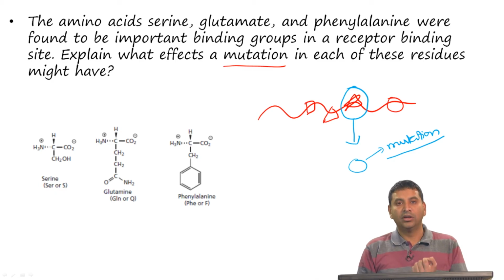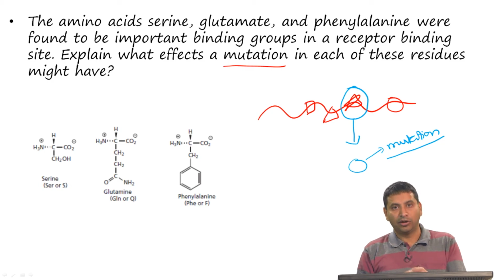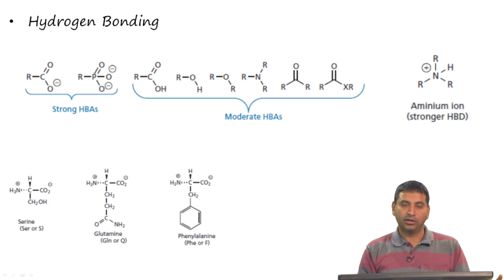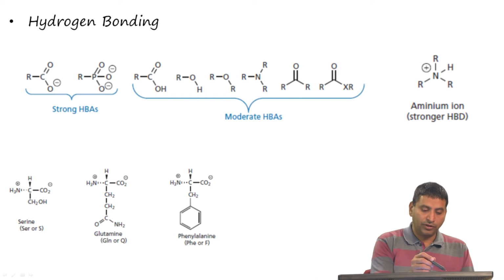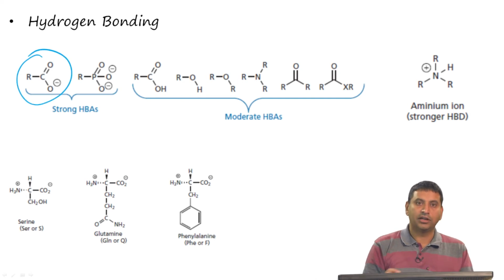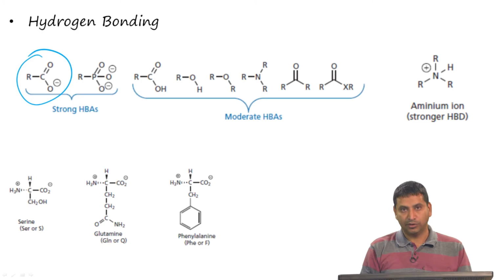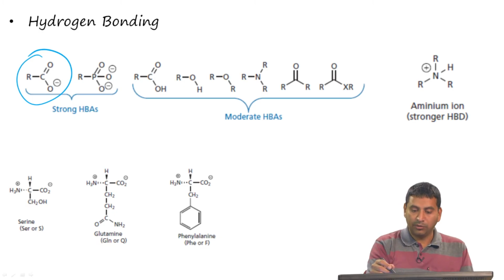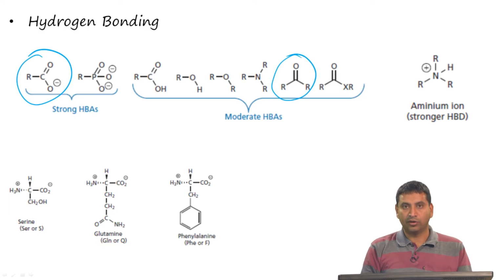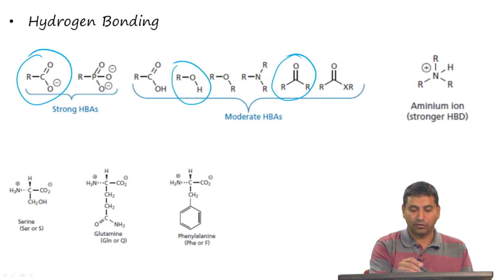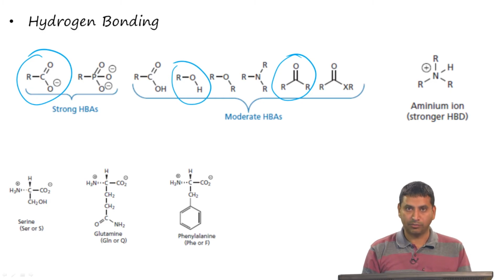Okay. So, therefore, the question here is, if we mutate out serine, glutamate and phenylalanine, which are important binding groups, what would you expect to see? So, let us look at, for example, what the various hydrogen bonding capabilities of these groups are. We have already looked at that carboxylate ions are excellent hydrogen bond acceptors, whereas carbonyls are moderate hydrogen bond acceptors, and alcohols are also moderate hydrogen bond acceptors.